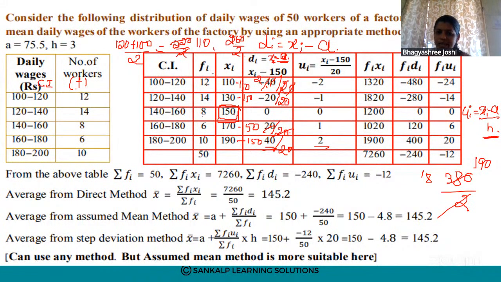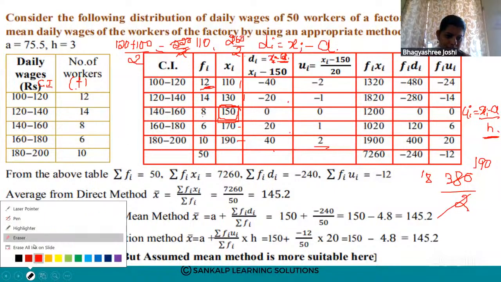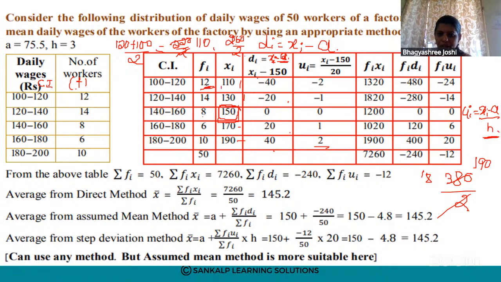Next we'll calculate Fi Di. Fi into Di. Fi is here and Di is here. Okay, Fi into Di. Fi is 12, Di is minus 40. That is 12 into 4, that is 48, and with the zero, we'll get minus 480. 14 into minus 20, that is minus 280. 8 into 0, that is 0. 6 into 20, that is 120. 10 into 40, that is 400. Okay, this is Fi into Di.